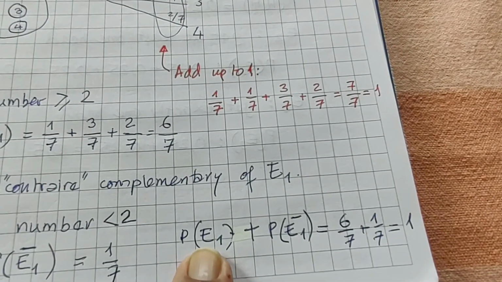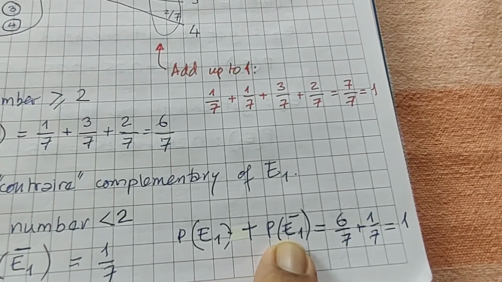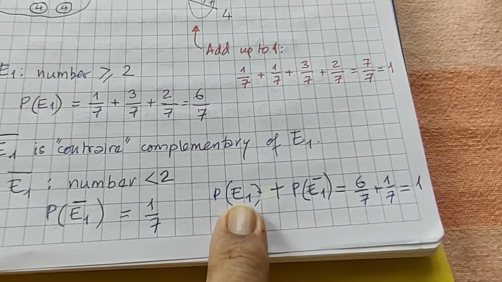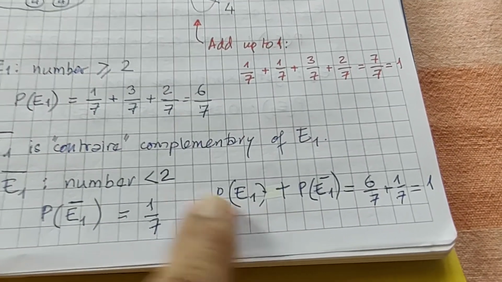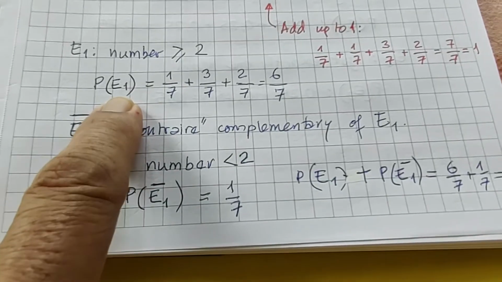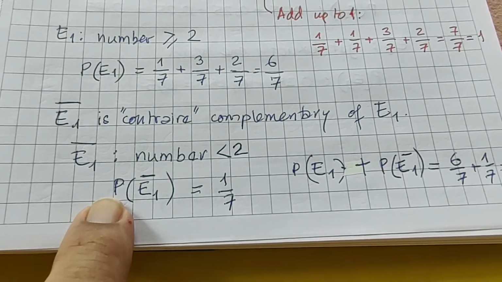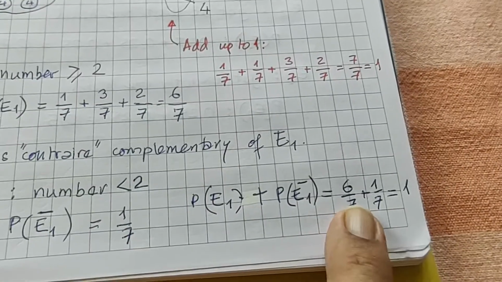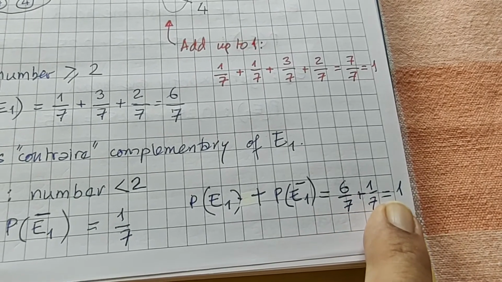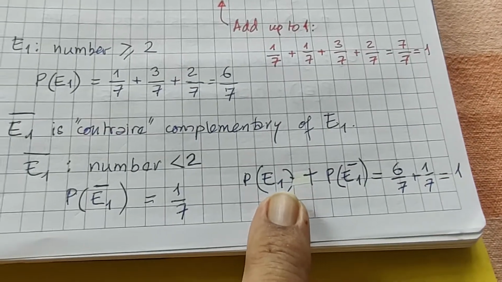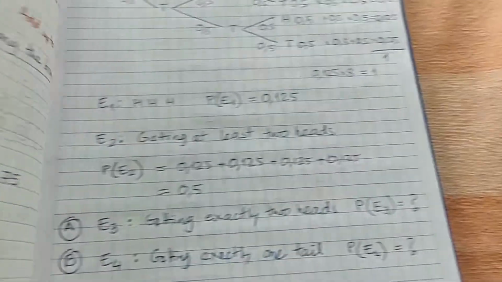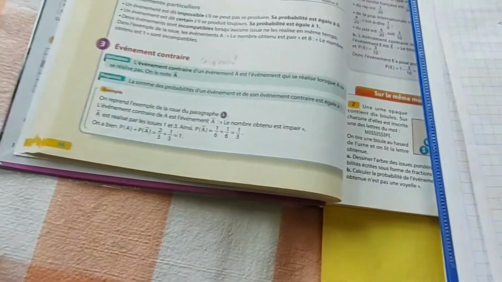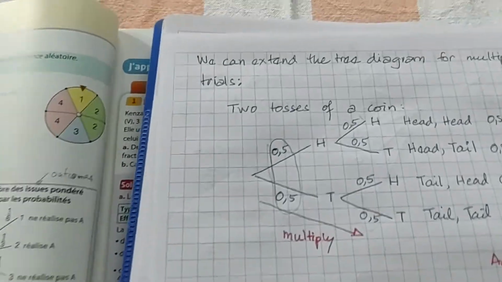This is just a confirmation that the probability of event E1 plus the probability of event E1 bar will equal 1. 6 over 7 plus 1 over 7 is equal to 1. I had explained this in the previous video. I'm just showing it again. Okay. So now we come to where a tree diagram starts becoming really useful.